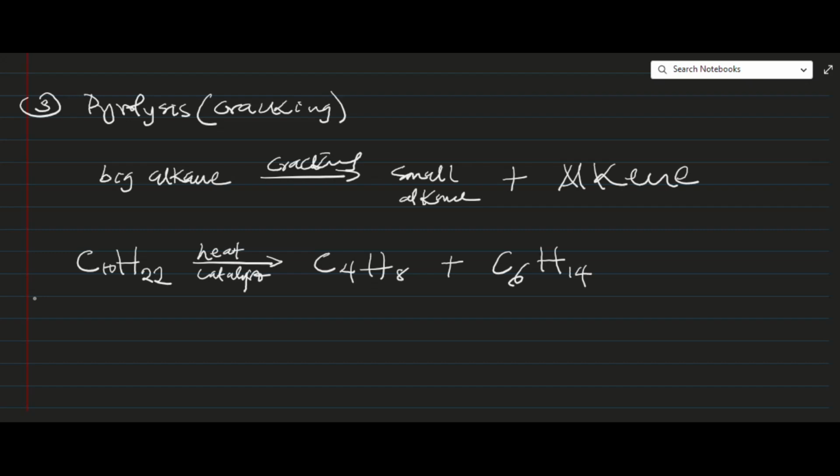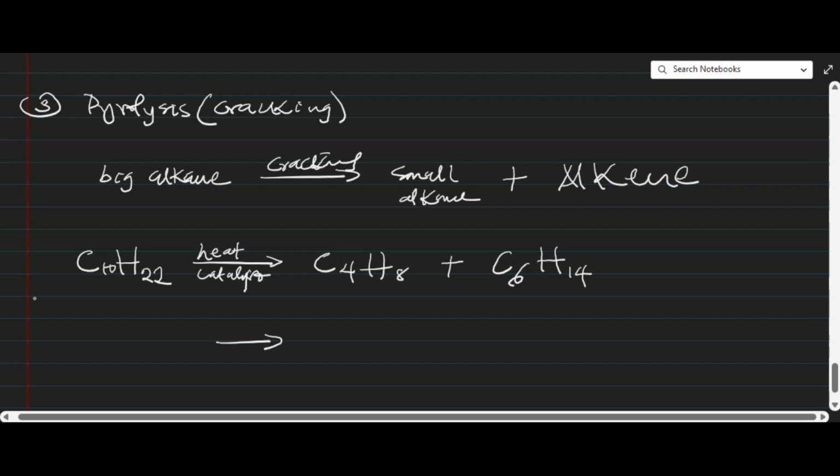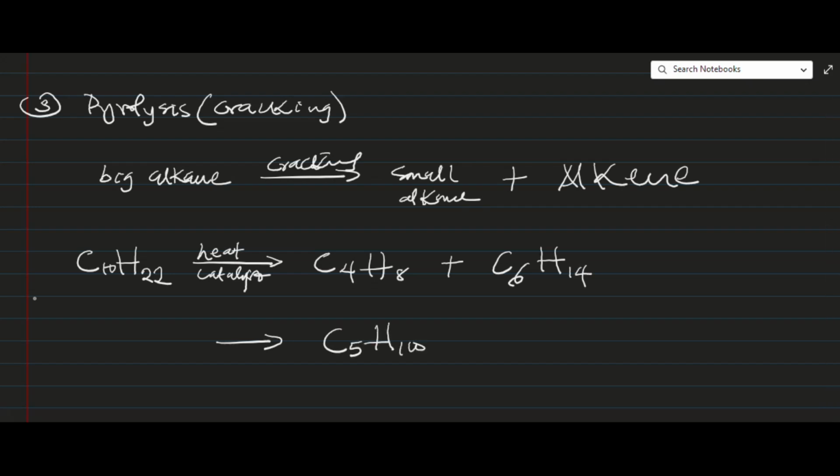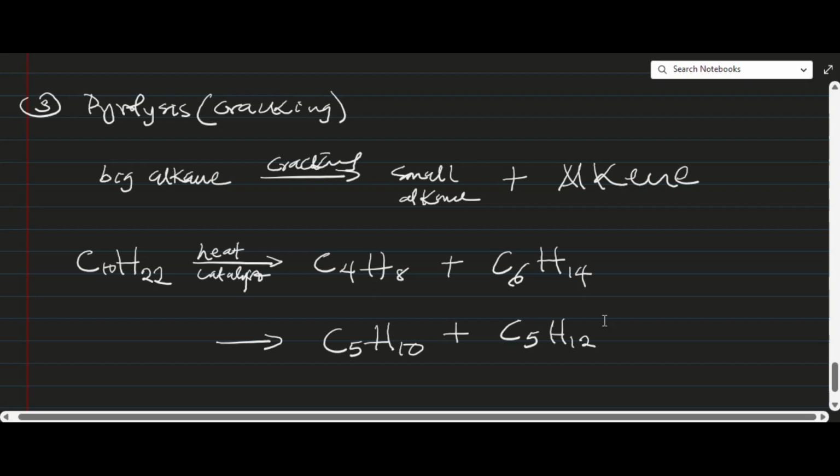If you like, it can be C5H10. Just ensure that you write your alkene first. So what you have left is going to be your smaller alkane, C5H12. If you add them together, 5 plus 5 gives us 10, and 12 plus 10 gives us 22. So that is how to write the equation for cracking of alkanes.